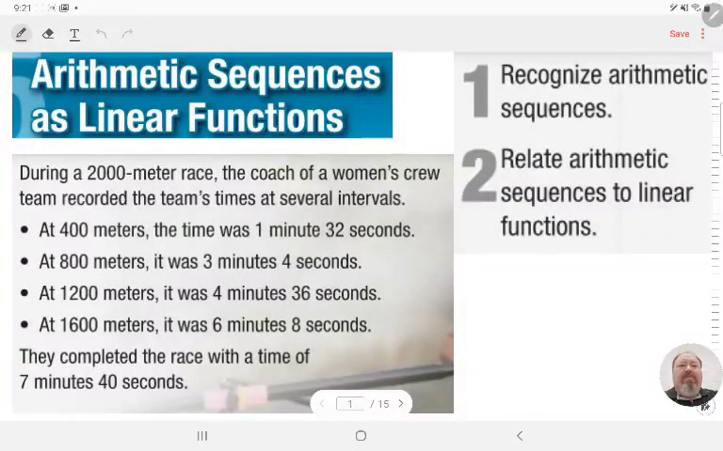Okay, so today we're talking about arithmetic sequences and linear functions. We're going to recognize arithmetic sequences and we're going to relate arithmetic sequences to linear functions.